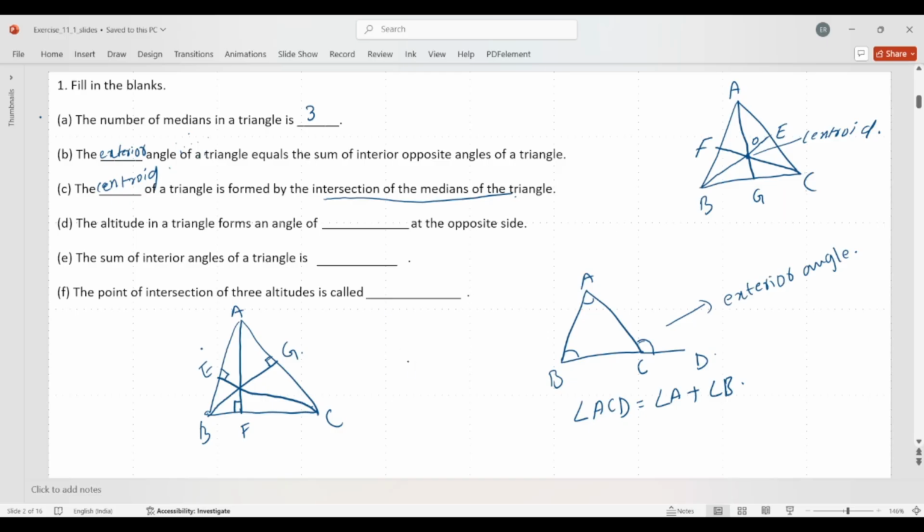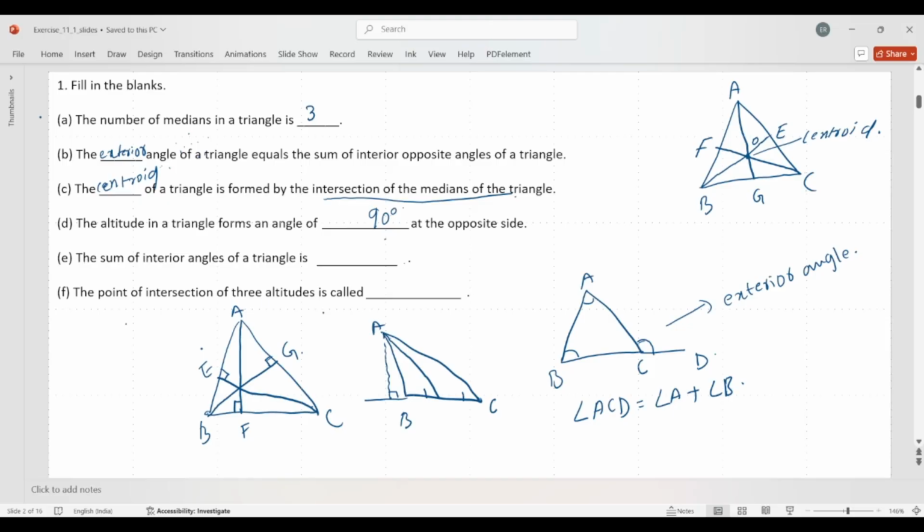Okay, so if we have here an obtuse angle triangle, okay, ABC, the altitude from vertex A will be outside here, okay, because it's forming the 90-degree here, and the median will be inside because it will divide these sides into 2 equal parts. Okay, so we will write here the altitude in a triangle forms an angle of 90-degree at the opposite side.